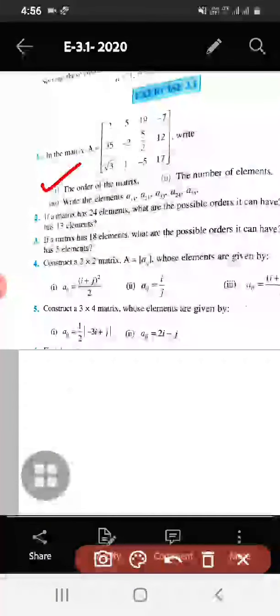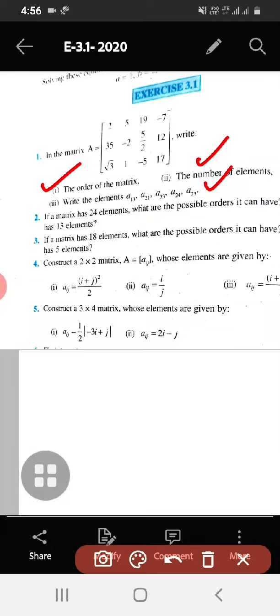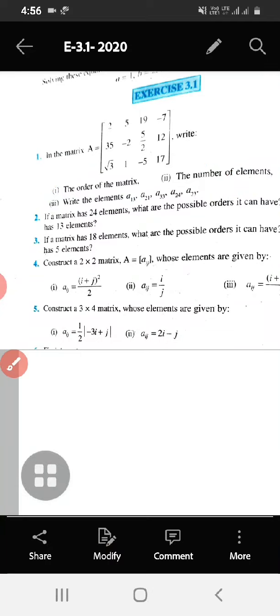See, the order of the matrix, we have written the order of the matrix, then the number of elements is 12, then we have written the elements. Okay, let us concentrate on the next question here.